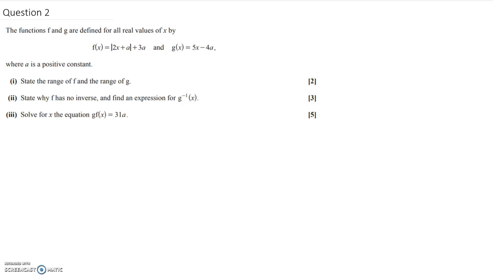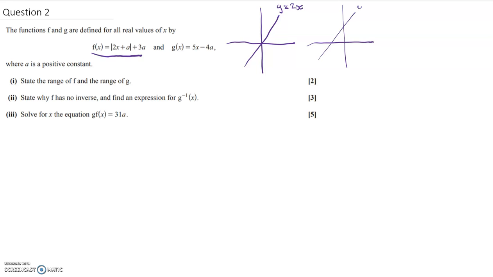In order to work out the range in part I, you do need to know what the graphs look like. So I'm going to do a quick sketch of the first one. The way I look at modulus graphs is by thinking step by step. So the first thing I'm going to draw is y equals 2x, a straight line graph through the origin. Now if I had 2x plus a, I've got to imagine that I've shifted the graph up by a. So I'd have a here on the y-axis, and then when you make y equals 0, you've got minus a over 2 on the x-axis.